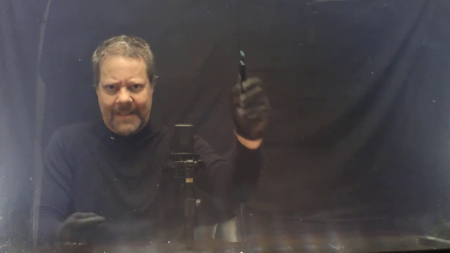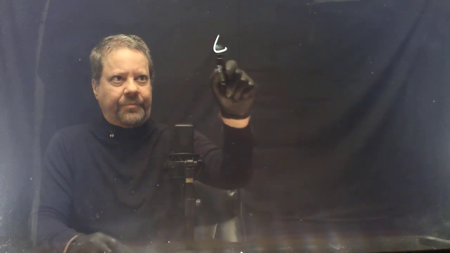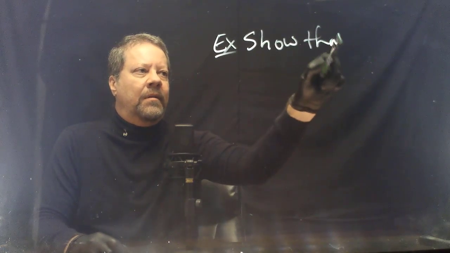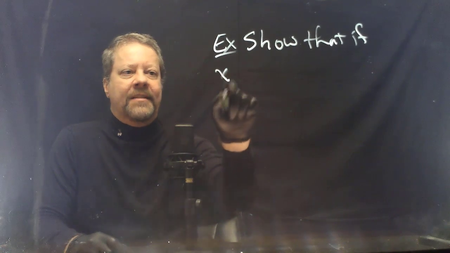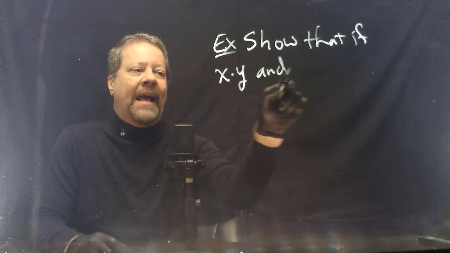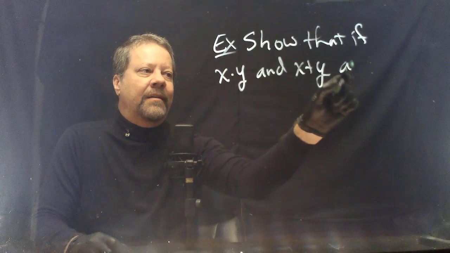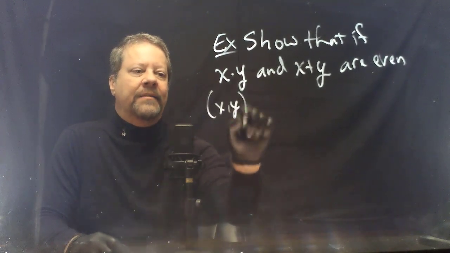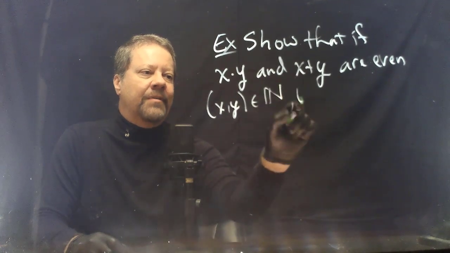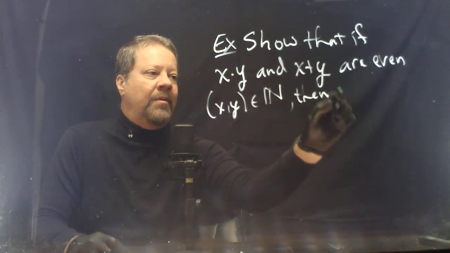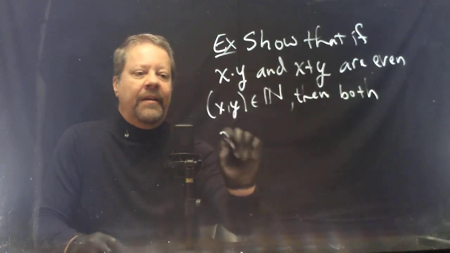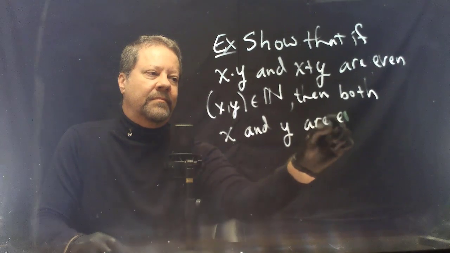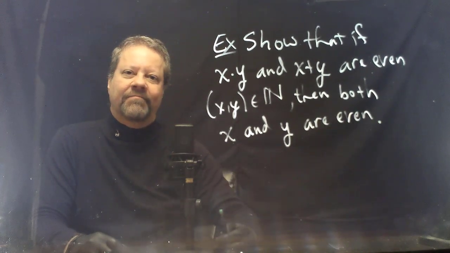Let's do something that's not an exhaustive type proof. Show that if x times y and x plus y are even, we're assuming here that x and y are elements of the set of natural numbers, then both x and y are even.